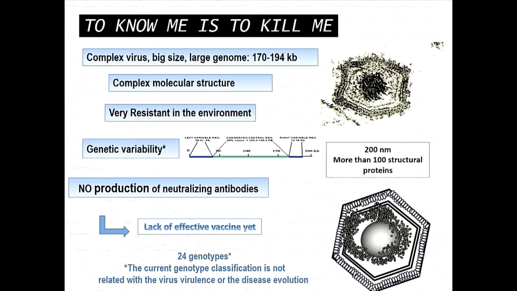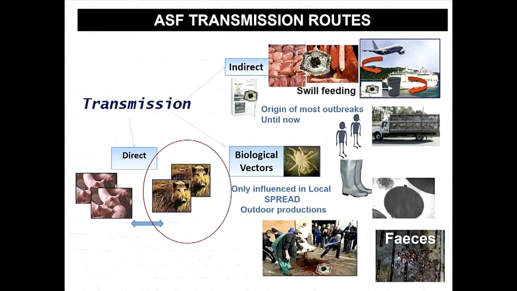This means nothing. We only use the genotypes to know how some virus isolates are moving. It's just traceability, but not really a good marker for virulence or for protection. The other point is how ASF is transmitted. What are the important routes that you have to be very careful with, and how do they work?